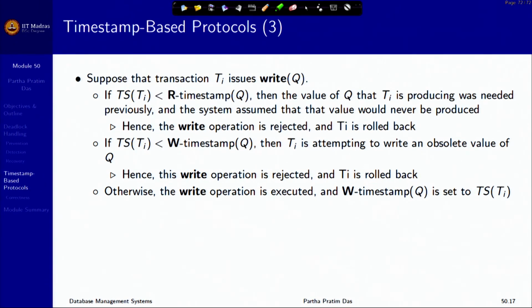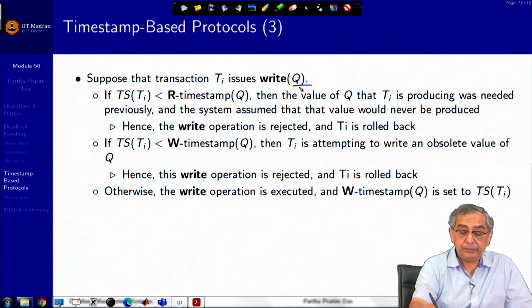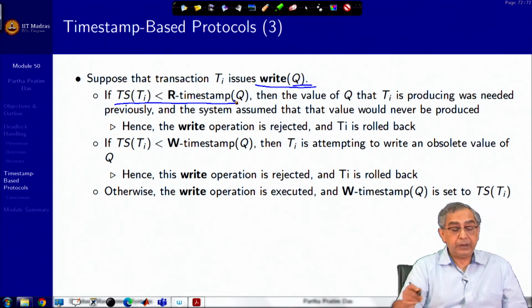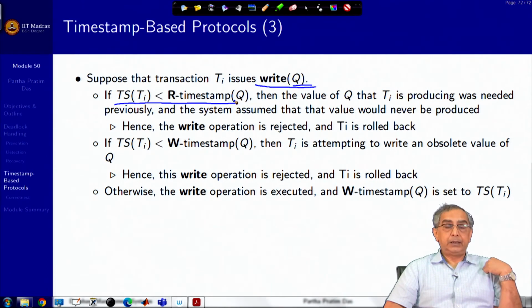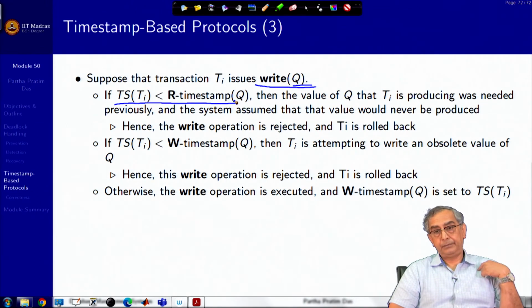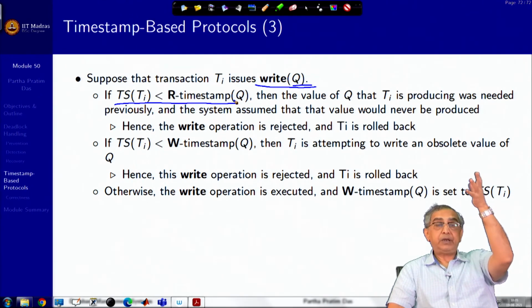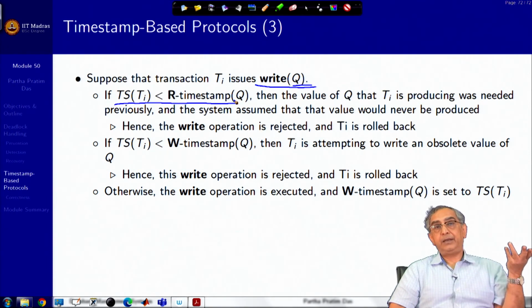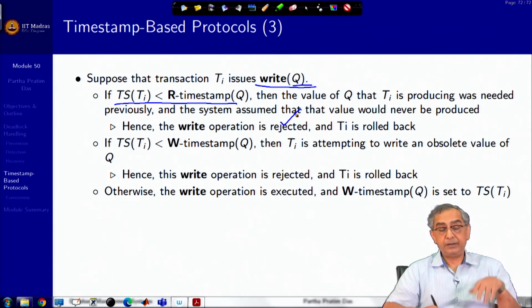What do you have to do for write? You want to write this. Now, if TSTI, the timestamp of TI, is less than the latest read time, which means this is an older transaction, so you are trying to change a value which has already been read, which was needed previously. So, the write has to be rejected.